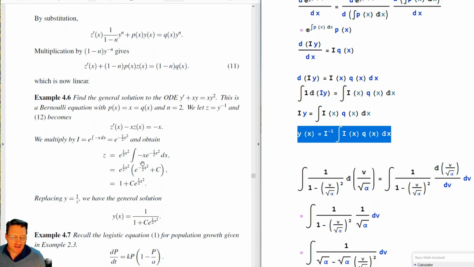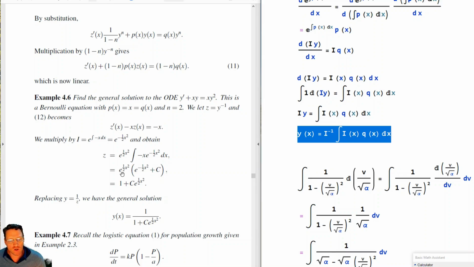Okay, so we've got to integrate minus x e to the minus a half x squared. Now that happens by a simple substitution, because the derivative of minus a half x squared is just minus x, right? So that's in front. So this integral is fairly easy. We just have e to the minus a half x squared there, and then plus our constant of integration.